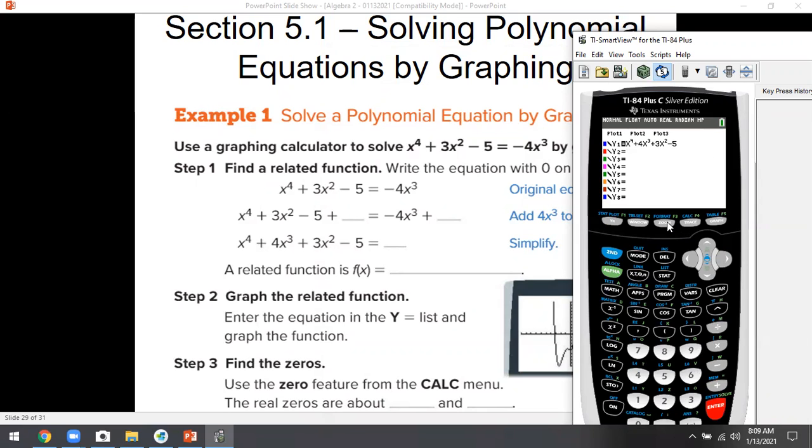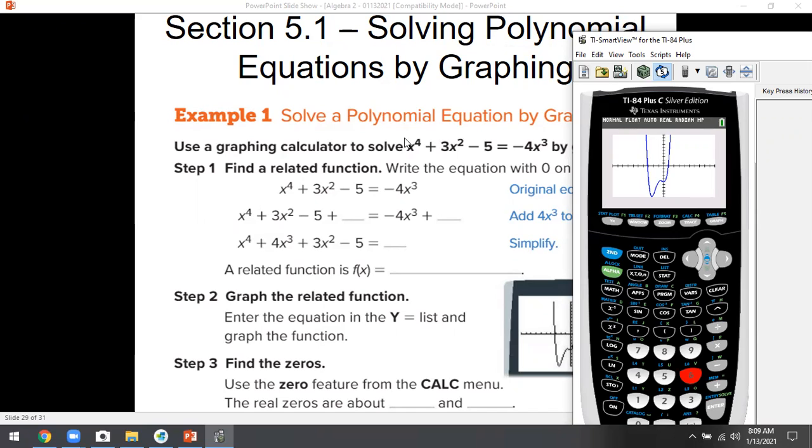Never a bad idea to reset your window. Zoom 6. It'll just give you the standard window. That works 90% of the time, so that's a good bet to start. And you look at it, and it looks like this thing crosses at 2 spots. Number 1, does this look like a 4th degree? This was a 4th degree, right? 4th degrees open up on both ends, correct?